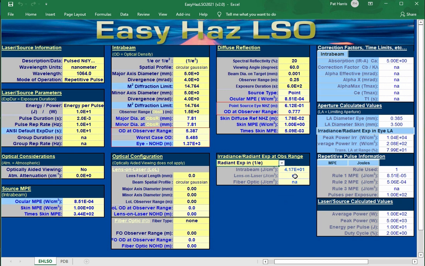Okay, and so when you're dealing with repetitive pulse lasers, you need to look at both of those, because your barrier is rated for average power and for irradiance and radiant exposure. So we need to look at both of those and make sure that the barrier can withstand not only the average power that hits it, but the energy or the peak power from the pulse that is going to hit your barrier. So I just wanted to point that out. Now, I think we're done.